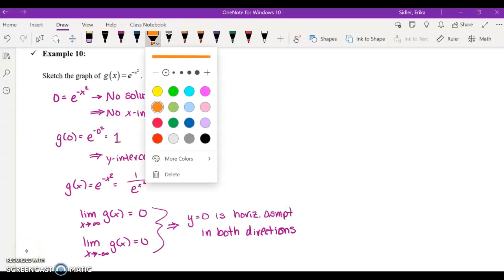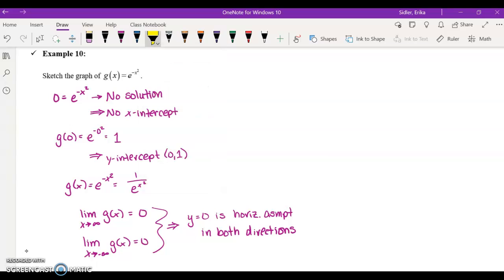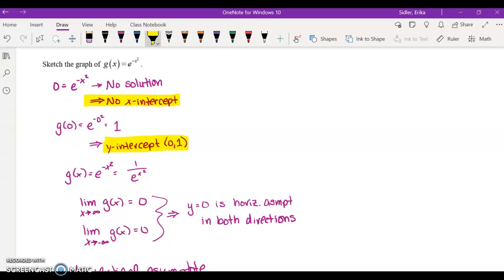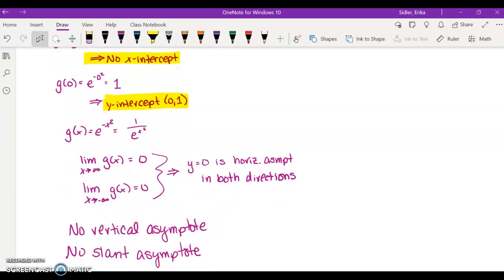Okay, here's the important stuff that we gleaned from this information. There is no x-intercept because there's no way to get e to a power equal to 0. The y-intercept is what you get when you plug in 0 for x. That is a 1. And then when we're thinking about the limits, we know there's potential for a horizontal asymptote. We know there's potential for a different horizontal asymptote in both directions. But this one happens to have the horizontal asymptote equal to 0 in both directions.